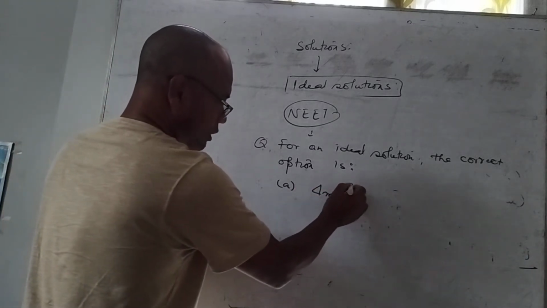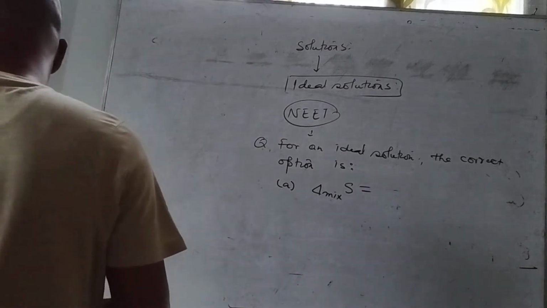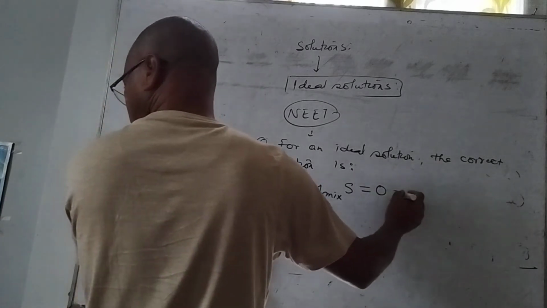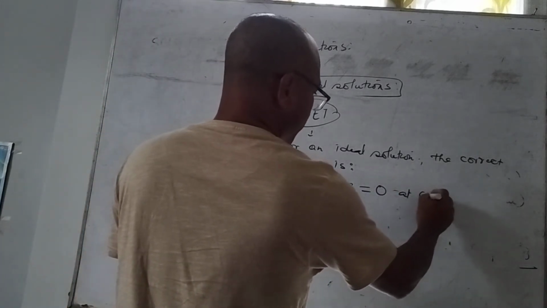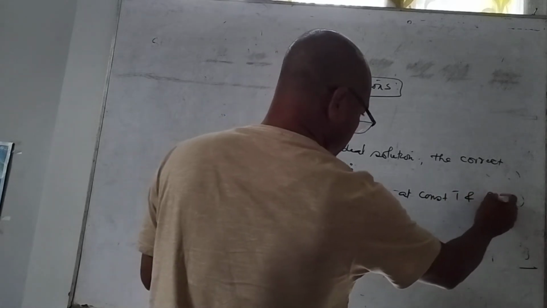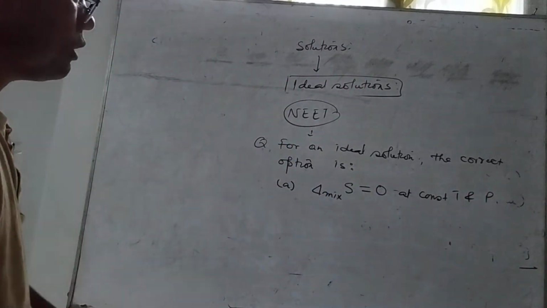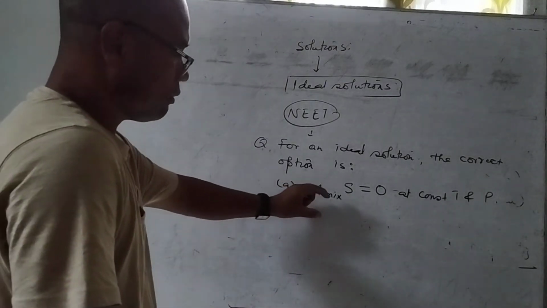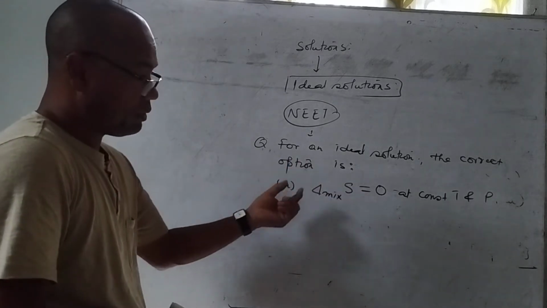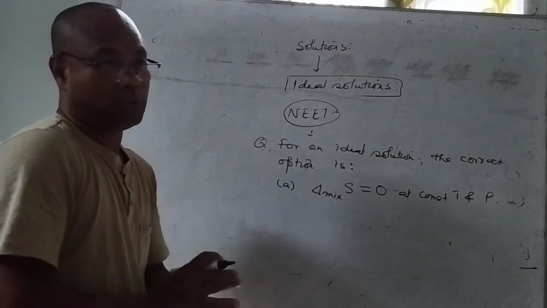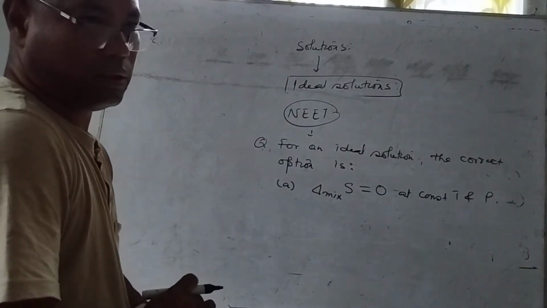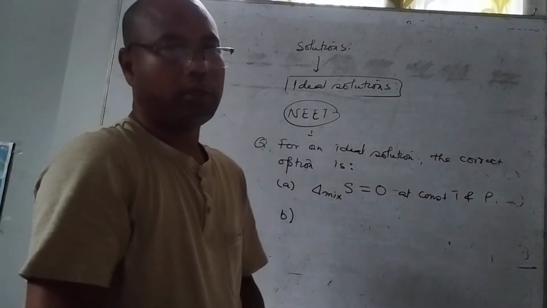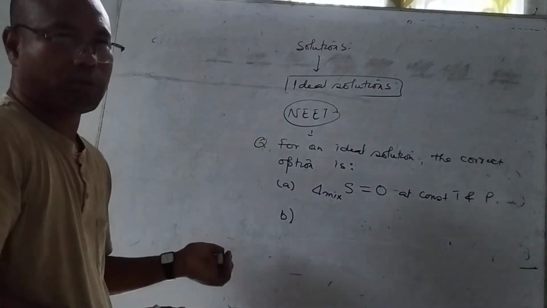Now here I write one of the thermodynamic functions, S. What does S stand for? That is the entropy, which is 0, at constant temperature and pressure. When I explained the ideal solution, I didn't consider this one, right? So this delta S mixing, the change in entropy of mixing, should be 0, right? So this is not our correct option, because I only consider two things, the change in volume and the change of enthalpy.